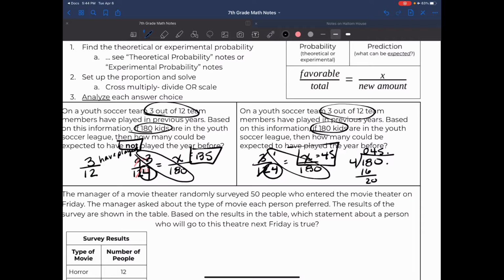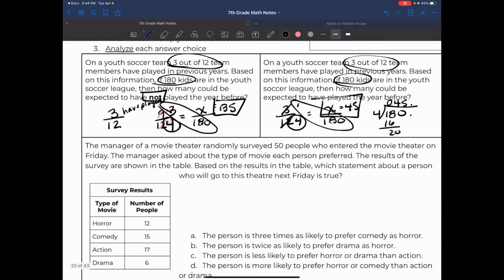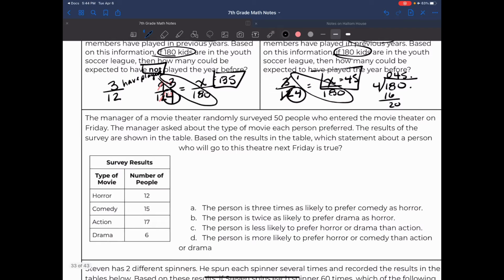All right, I'm really hoping that you were able to set up the proportion correctly and get 45 out of the 180 kids have played before. Cool, that's a lot of kids. 135 is a lot of kids to have never played before. But 45 did, so they're probably rock stars. Okay, let's get into the really, really wordy ones.